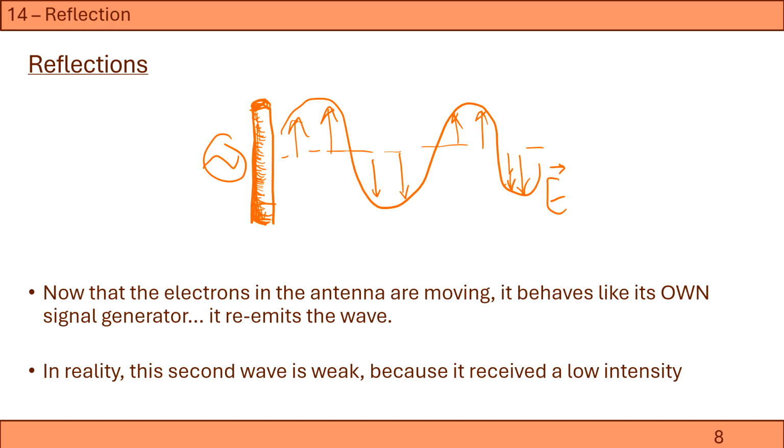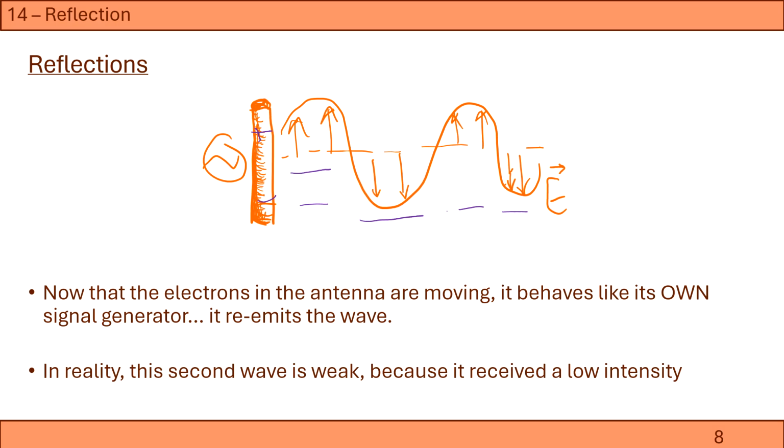But consider that antenna now, well, it has moving charge, doesn't it? Now that it's been attacked by this signal, these charges are going to move back and forth. That means that it also is going to be emitting its own electric and magnetic field and its own signal. It's going to repeat the signal since the electrons in there are moving. It sort of behaves like its own signal generator.